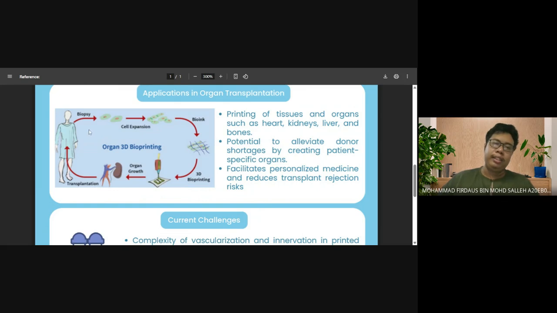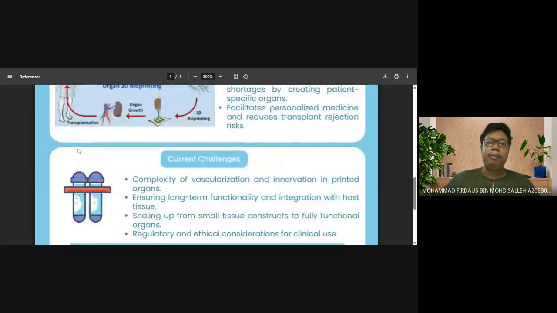So we do a biopsy to take their cells from their own body. So the cells will expand. So we make the bioink using their own cells. So we undergo the 3D bioprinting process, and then we culture the cells until they have grown and become an organ, and then we do the transplantation process.